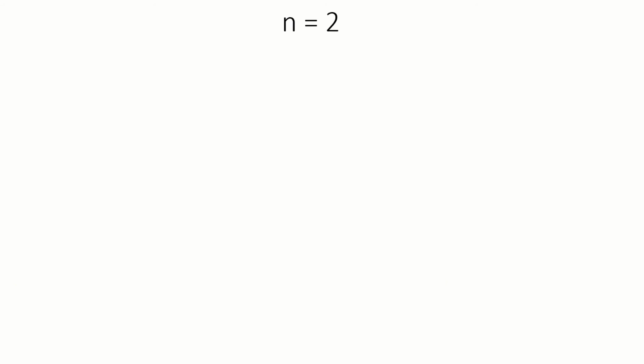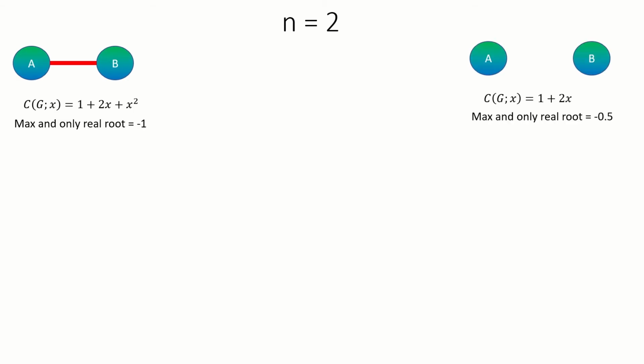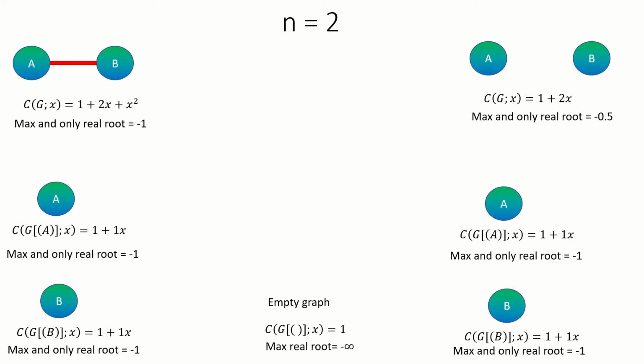For our second case, n equals 2, there is clearly a solution to the clique polynomial of the only two possible graphs on two vertices. Also, for both graphs, the maximum real roots of their clique polynomials are greater than or equal to those for their induced subgraphs' clique polynomials.